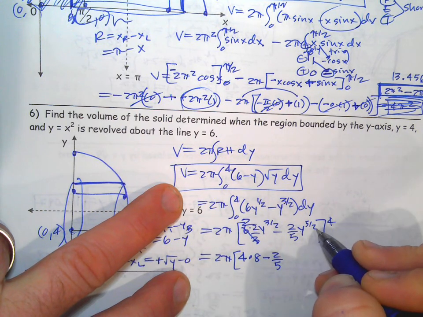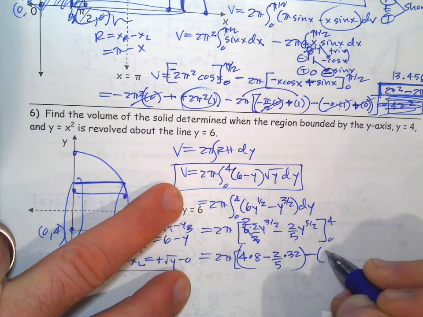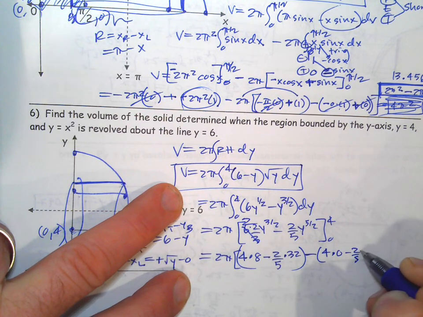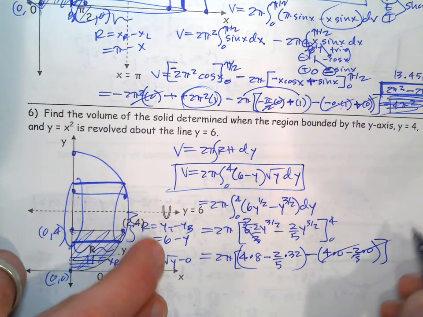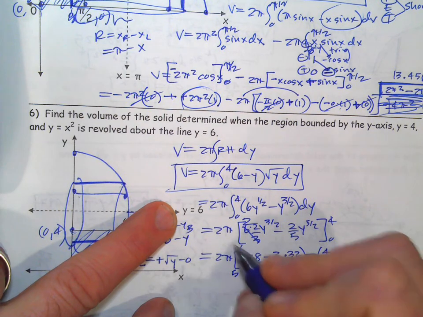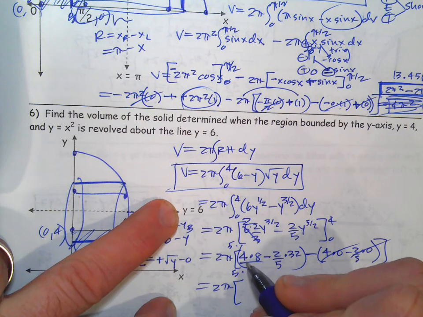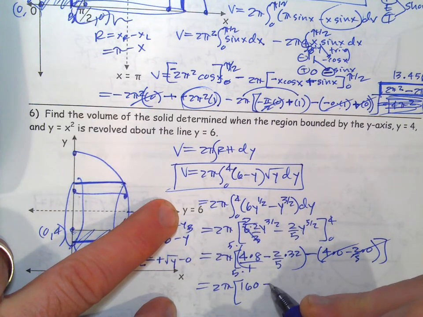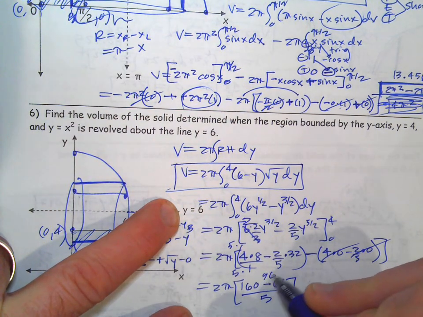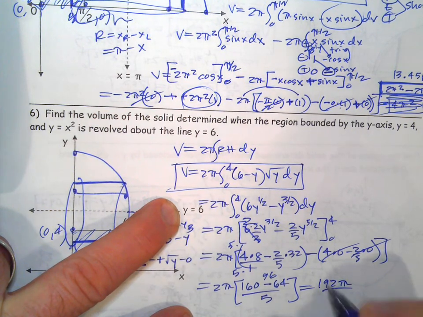4 square root of 4 is 2 to the 5th is 32. Plug 0 in, you get 4 times 0 minus 2/5 times 0. Those cancel out. Looks like least common denominator we're going to need is 5. So we'll multiply that by 5. So 2/5, 160 minus 64 over 5 is going to be 96. 2 times 96 is 192. 192 pi over 5 for our answer.